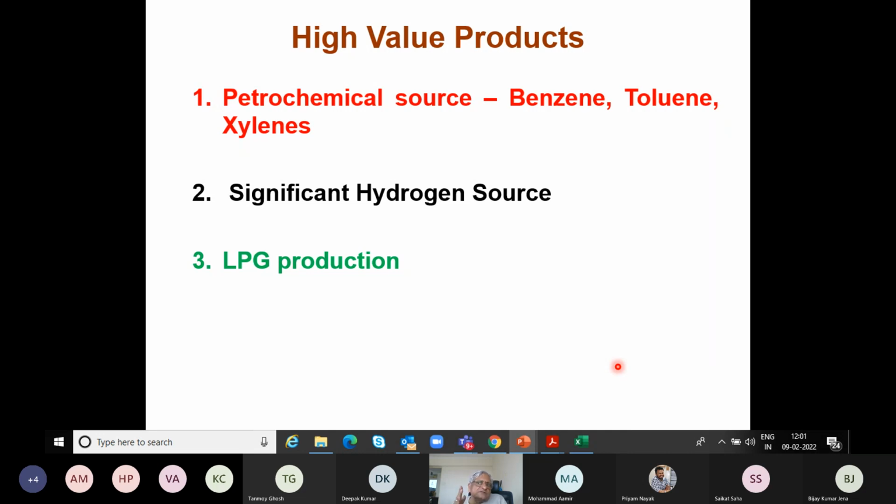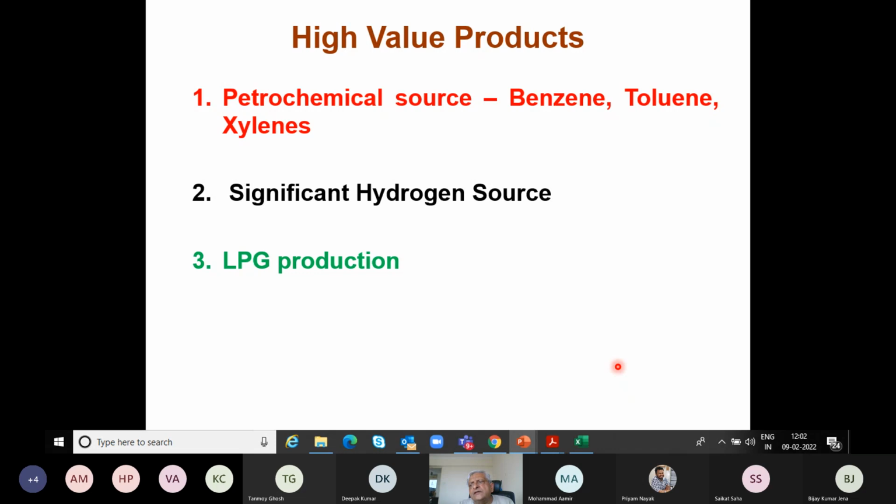Since you convert cyclohexane to benzene, so basically naphthenes to aromatics, you are actually reducing the hydrogen content of the hydrocarbon. So naphthene, which is C6H12, gets converted to C6H6. So you get 3 moles of hydrogen. So it's a significant hydrogen source. In fact, it is so significant a hydrogen source that in our own country, not too long ago, catalytic reforming used to provide hydrogen good enough to do all the hydrotreating requirements that you have.